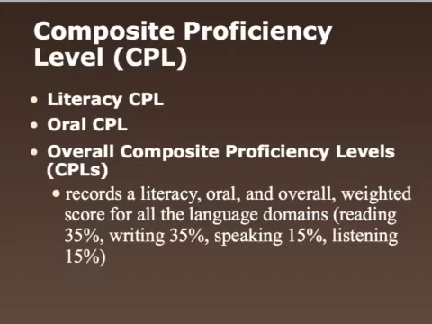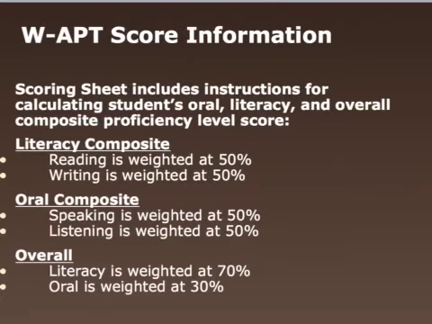And finally, there's an overall composite score that is the combination of literacy and oral. And you will notice that the literacy is weighted heavier than the oral in the W-APT assessment. So think about this as you plan your instruction. So let's look at the proficiency levels again. You have the literacy composite score. In this composite, reading is weighted at 50% and writing is weighted at 50%. You also have the oral composite right here. Speaking is weighted at 50% and listening is weighted at 50%. Then you have the overall composite, where literacy again is weighted at 70% and oral is weighted at 30%.